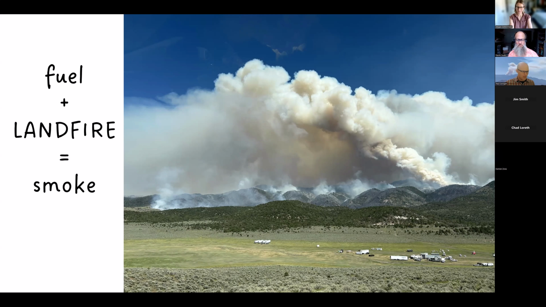Yeah, great job, you guys. Cool. So good job identifying those fuel types. And then, of course, you can see how quickly that changes in terms of distance across the landscape of a few hundred meters, and then how significant that is for the fire behavior and also for the smoke.